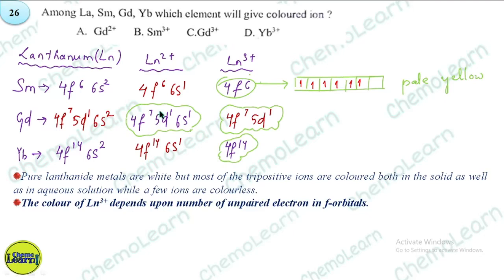So Gd2 plus has 4f7, that means it is colorless. Gd3 plus again has 4f7. In Sm3 plus we have 4f6, that means 6 unpaired electrons, and it has a pale yellow color. In Yb3 plus we have 4f14. So the correct option will be Sm3 plus.